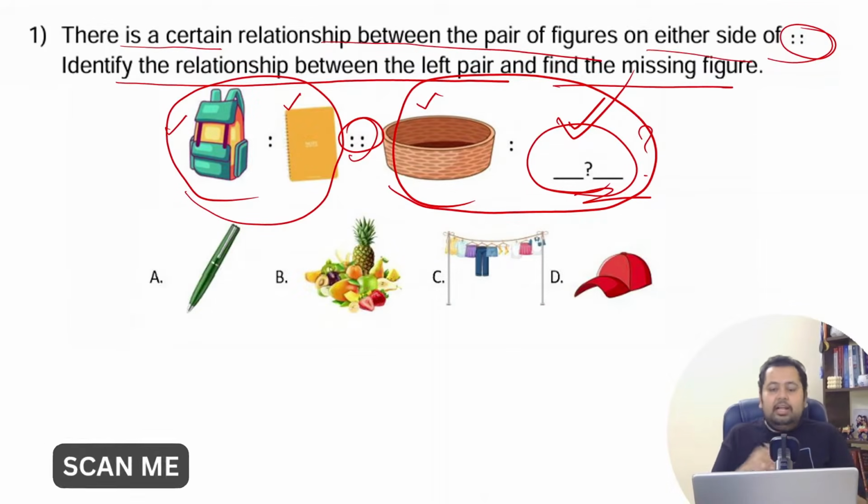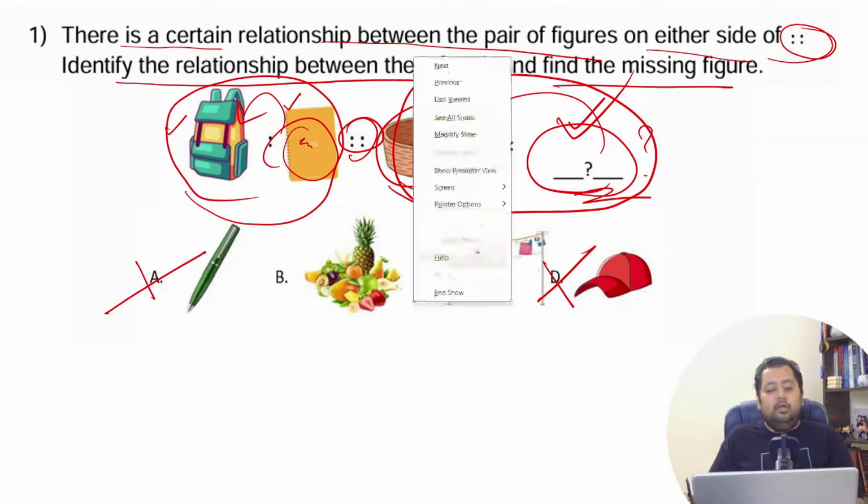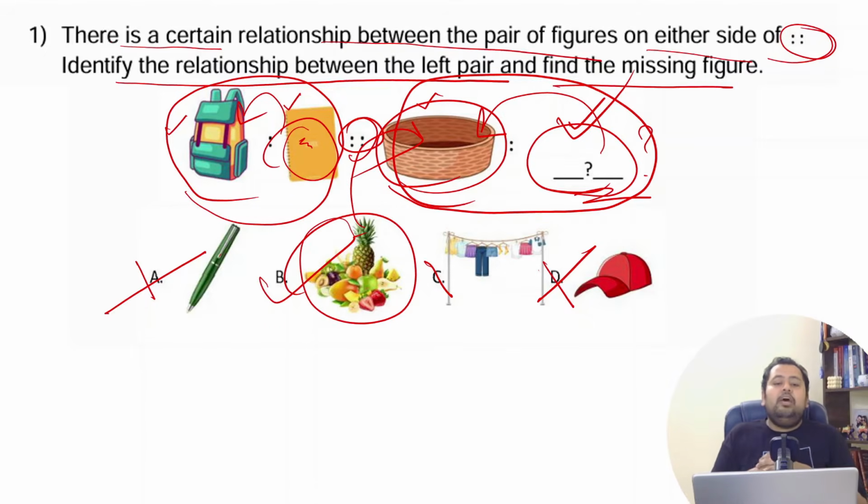Great. I hope you have got it correct. So you put a notebook inside your school bag, right? You put your notebook inside your school bag. So this is a basket. What do you put inside a basket? Do you put a pen inside a basket? No. I'm so sorry. Do you put pens inside the basket? No. Do you put caps inside the basket? No. Do you put clothes inside this kind of a basket? No. So what do you put? You put fruits, right? This is a fruit basket. So this whole of fruits would go inside the basket, and that is why option number B is the correct answer. I hope you got it correct.